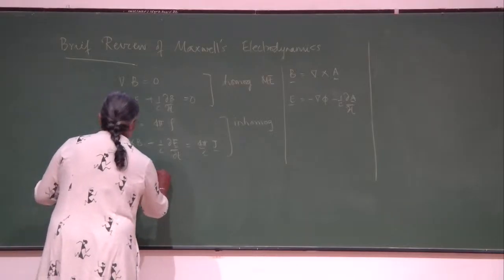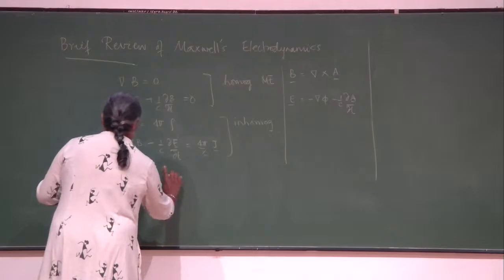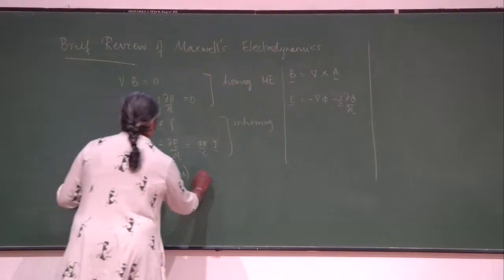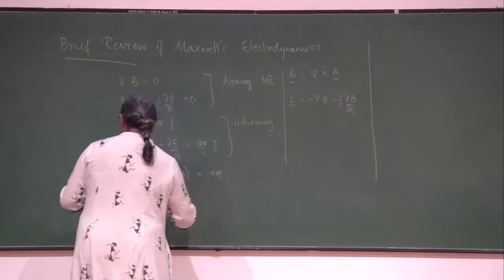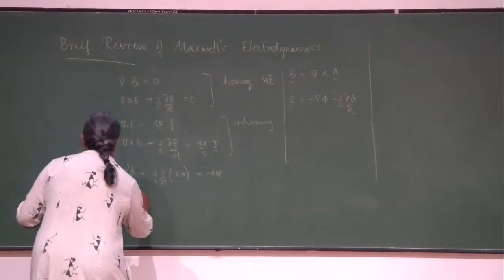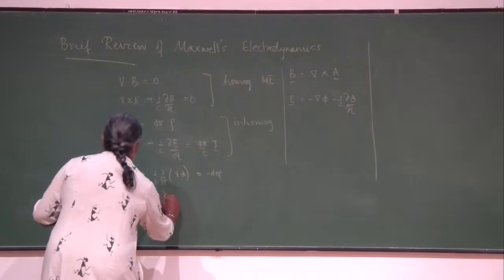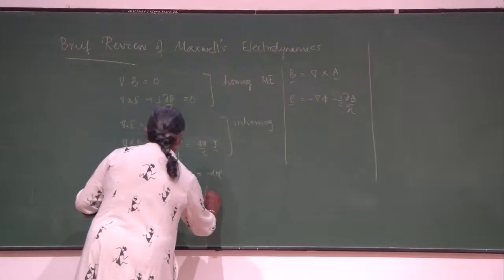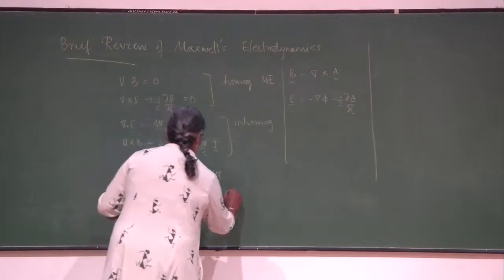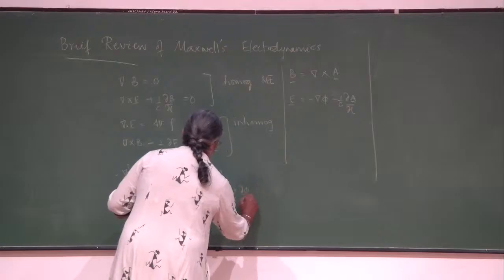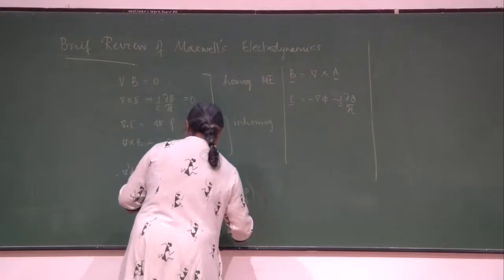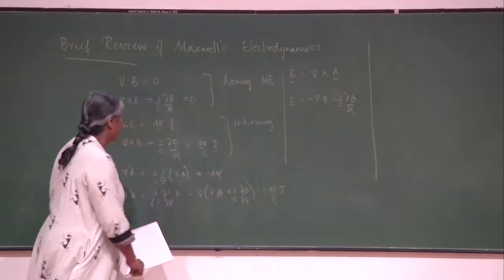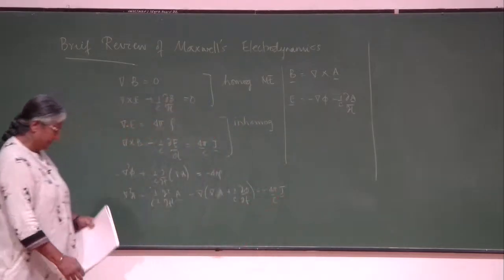plus 1 by c d by dt of del dot E is equal to minus 4 pi rho, and then del squared A minus 1 by c squared d squared A by dt squared minus del. So I have just substituted, okay, you can just substitute. I copied it because I didn't want to make mistakes.